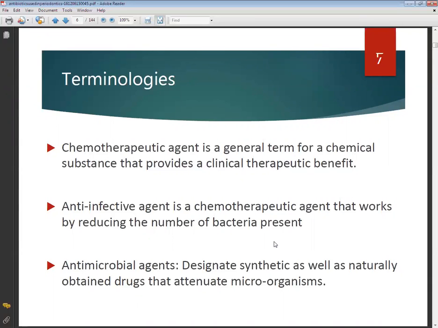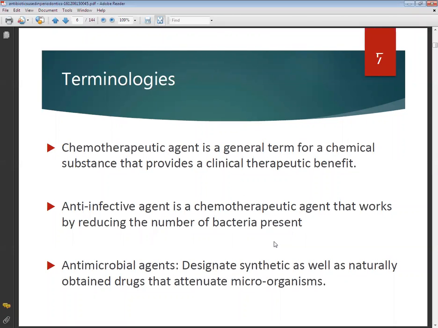Before this, there are various terms you will come across while going through this chapter. For example, the first term is chemotherapeutic agents. What do you understand by the term chemotherapeutic agent? A chemotherapeutic agent is a general term for a chemical substance that provides a chemical therapeutic benefit. In simple terms, whatever chemical substance you are going to use will definitely benefit your clinical outcomes. So these are chemotherapeutic agents.